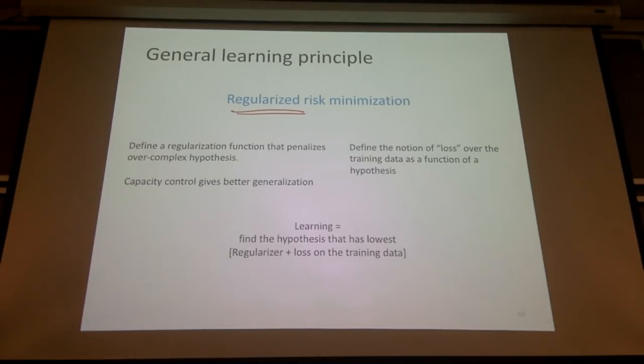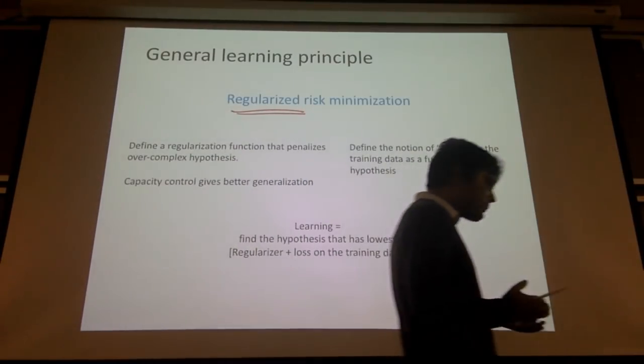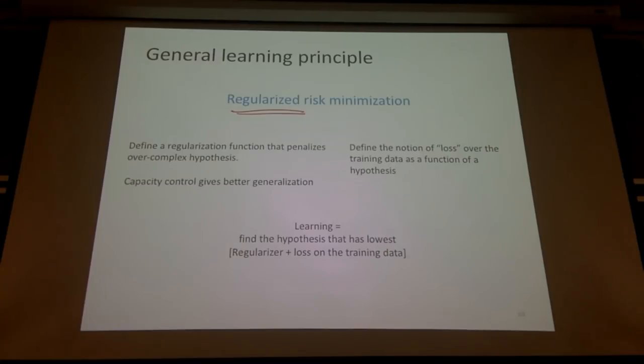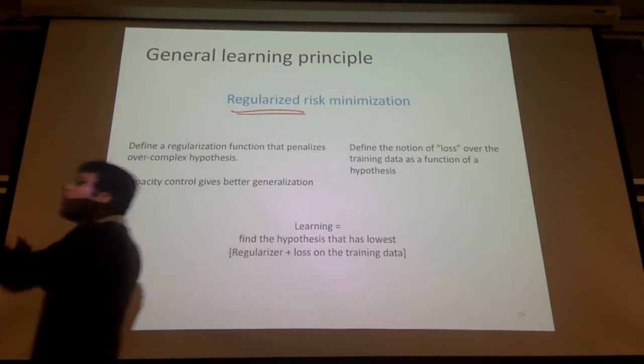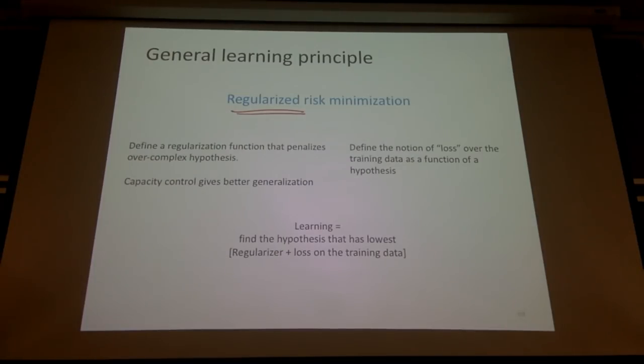A regularizer is just a function of the hypothesis, which may be independent of data, that gives a preference for simpler hypotheses. A regularizer essentially embodies Occam's razor. It says, among all classifiers that seem to work equally well, I'm going to penalize hypotheses by their complexity. A regularizer is a penalty for complexity. As a result, it gives better generalization.